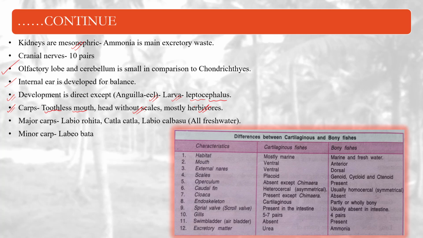Okay. So these are the differences between cartilaginous and bony fishes. It is also an important chart you can refer to here. Habitat is mostly marine in cartilaginous fishes, while bony fishes can be both marine as well as freshwater, but mostly freshwater. Then the mouth is ventral in cartilaginous fishes, as I told you when I was marking the point on jaw and teeth arrangement.